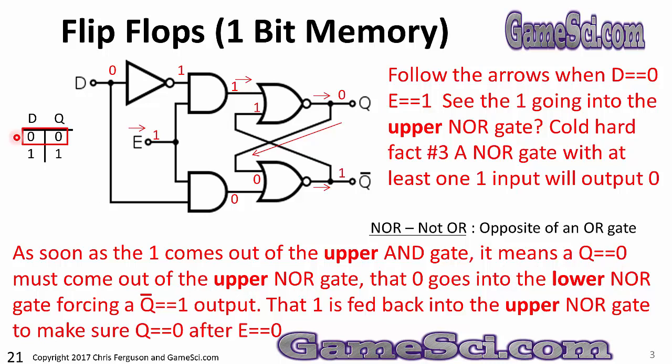We're doing this line of the truth table. D is set to 0 when E gets enabled to 1. A 0 fed into this NOT gate puts a 1 here. A 1 on the E gate puts a 1 out of this gate. That 1 guarantees a 0 here. That 0 then goes into the lower NOR gate, forcing Q naught to 1. That 1 is fed back into the upper NOR gate to make sure that Q gets reinforced to 0 after E goes back to 0.